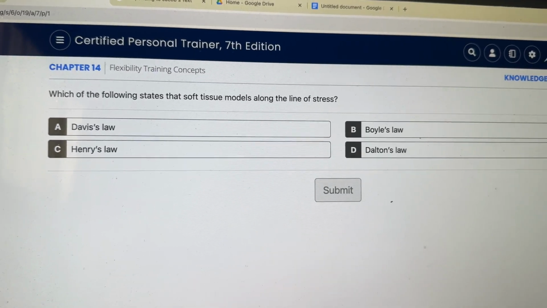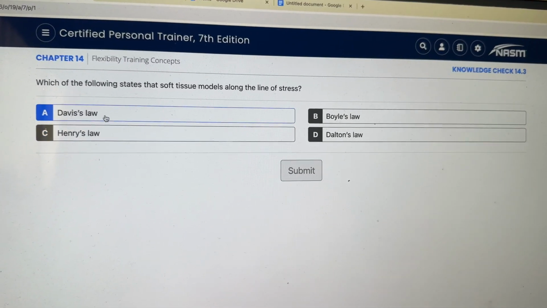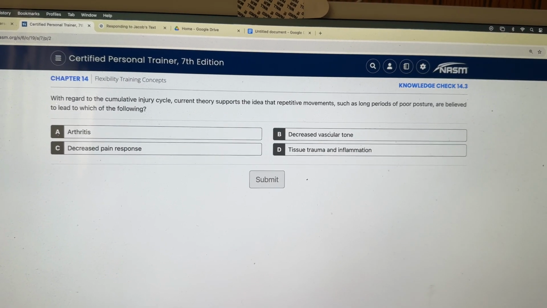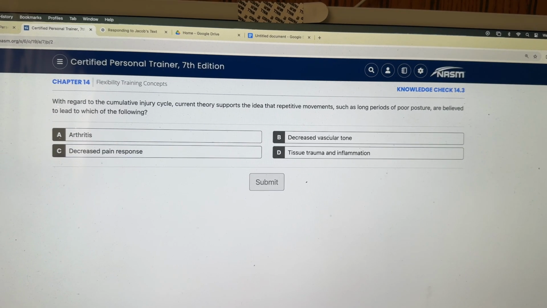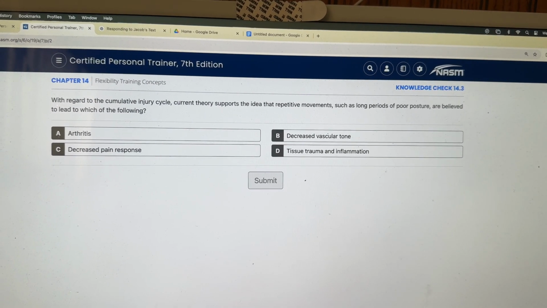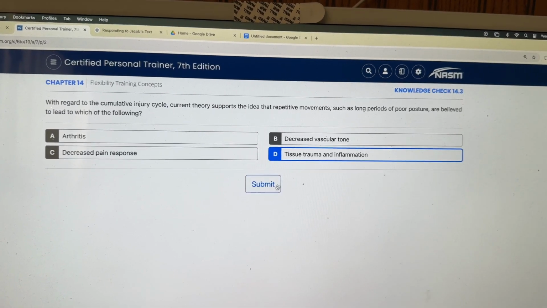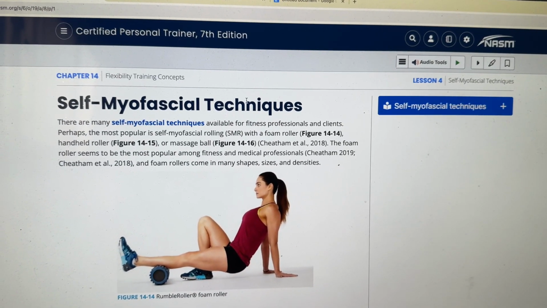Which of the following states that soft tissue models along the line of stress? Davis's law. With regard to the cumulative injury cycle, current theory supports the idea that repetitive movements, such as long periods of poor posture, are believed to lead to which of the following? Tissue trauma and inflammation.